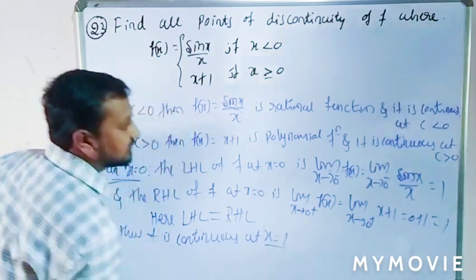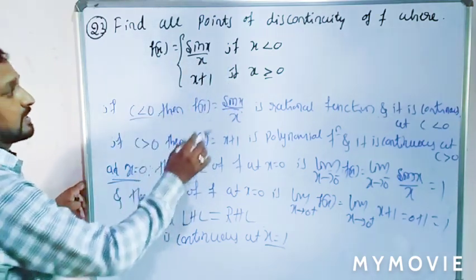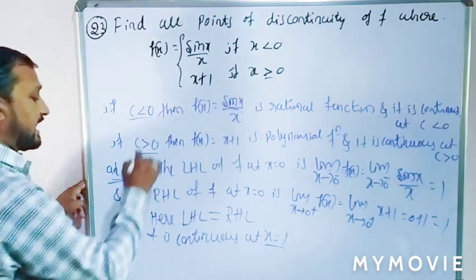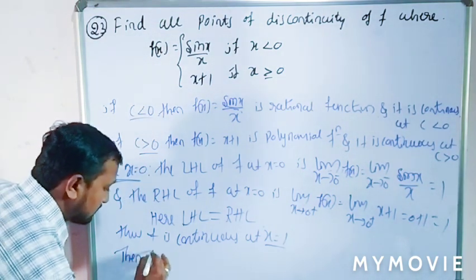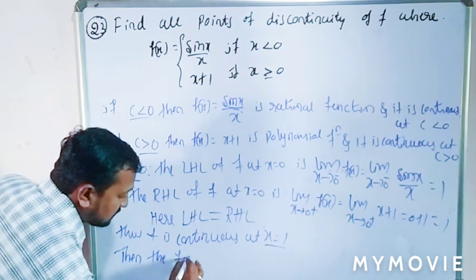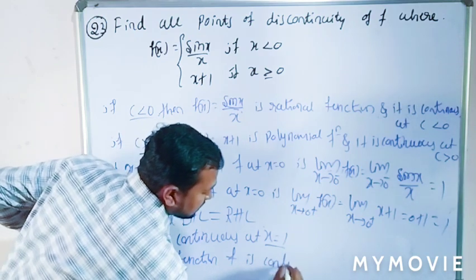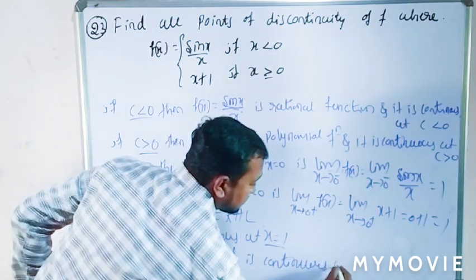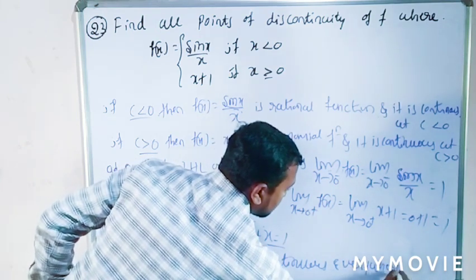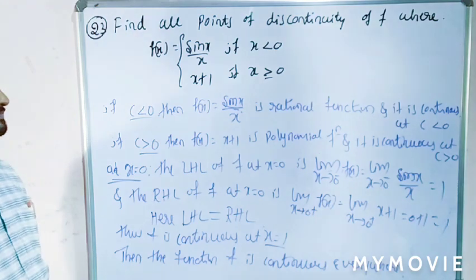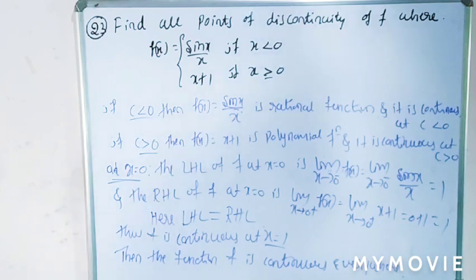Thus f is continuous at x equal to 0. Here f is continuous for c less than 0, f is continuous for c greater than 0, and at x equal to 0 it is also continuous. Thus the function f is continuous everywhere. Is that clear? So this is the example. Okay, write down this example, friends. Very easy example.